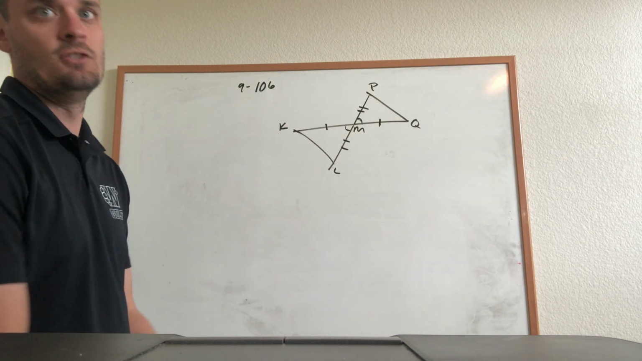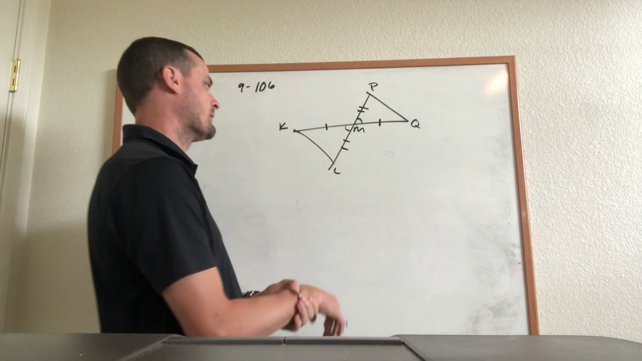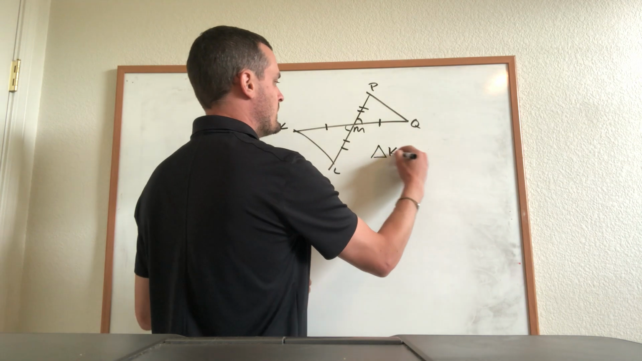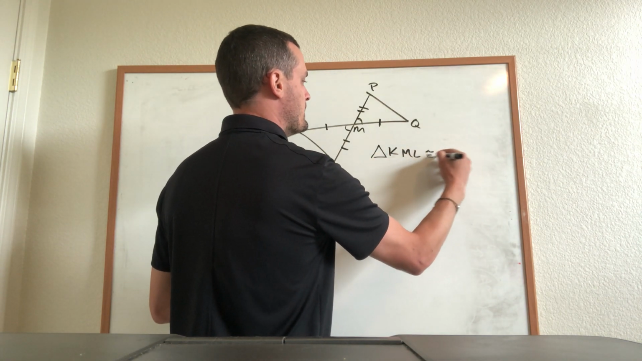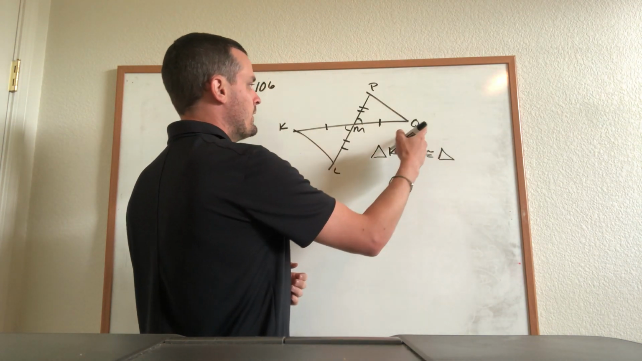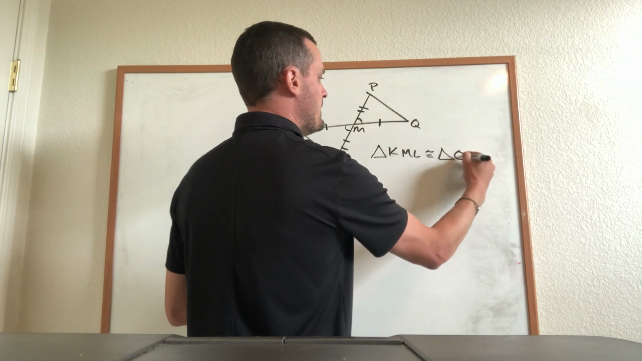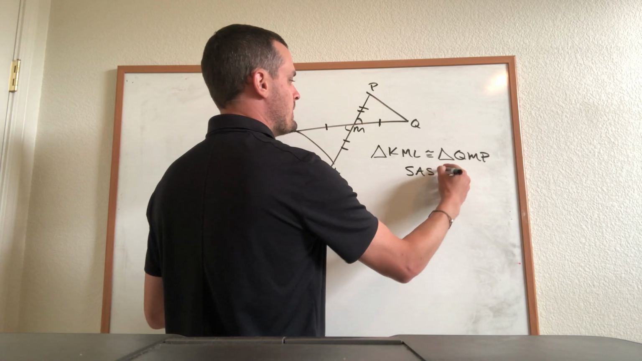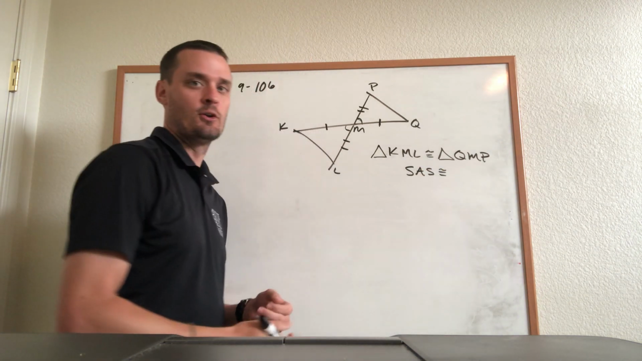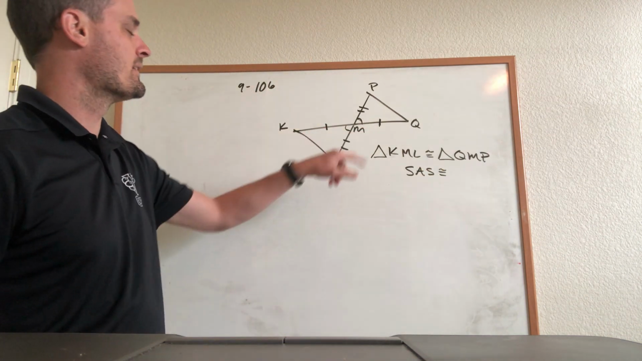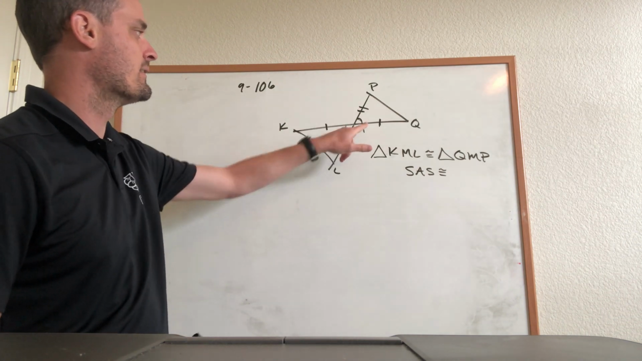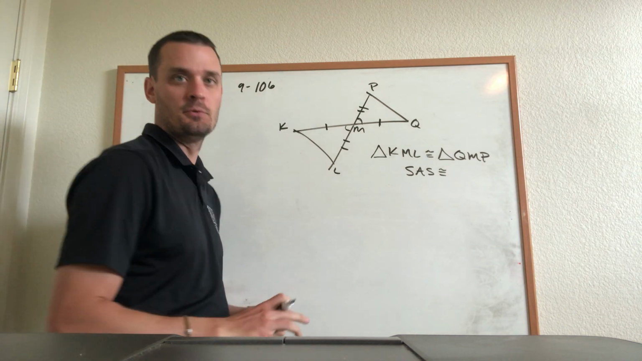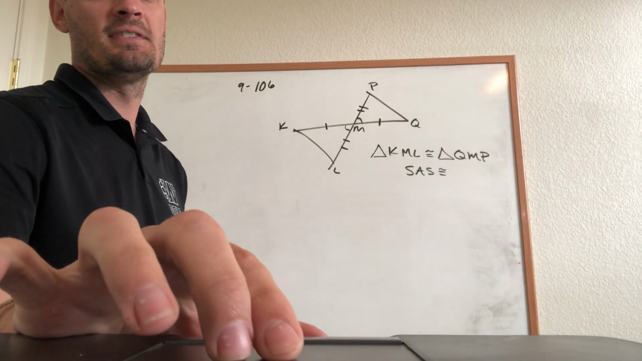So it's asking us to use a flow chart. I'm not going to, but we know that triangle KML is going to be congruent to triangle QMP because of side congruency. Alright, we got two sides that match up there, two sides there, and then the angles are in between them. And so we check all the boxes for side angle side.